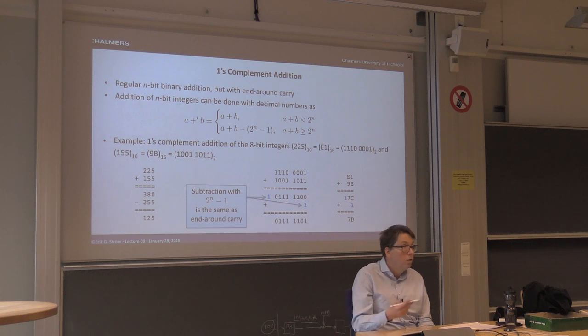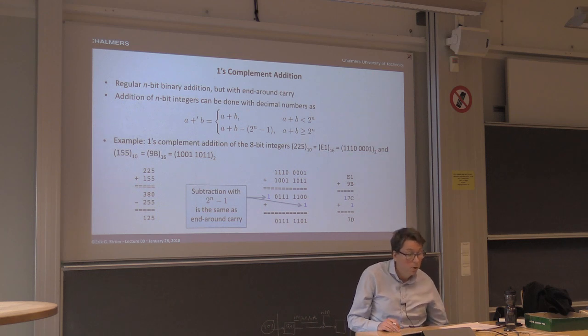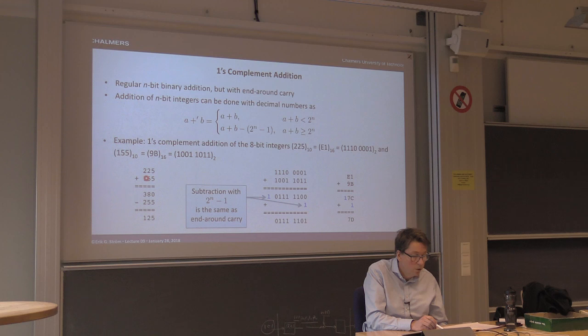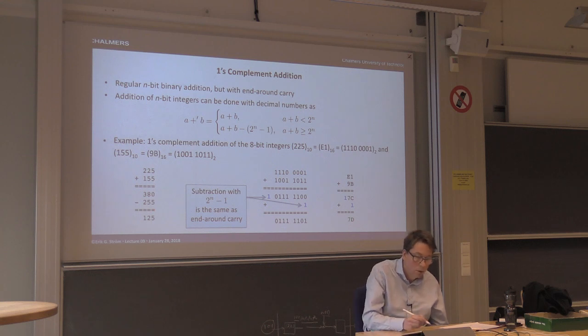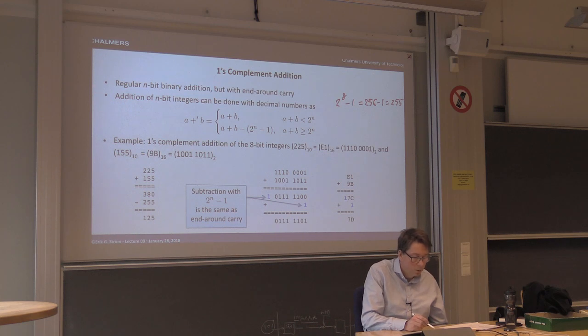Okay, so if we want to calculate the one's complement sum of this, we take 225 plus 155, we get 380, which is greater than 256. So then we subtract off 255. Okay, so 2 to the 8 minus 1 is 256 minus 1, 255 in this example, right? So 225 plus 155 is 380, we subtract off 255, and this is the result.